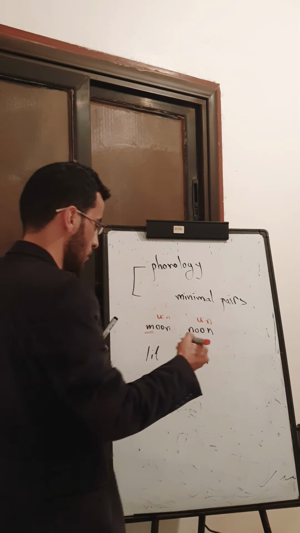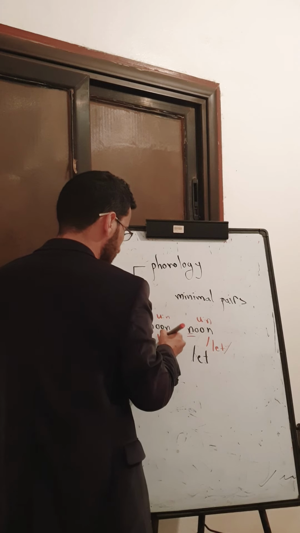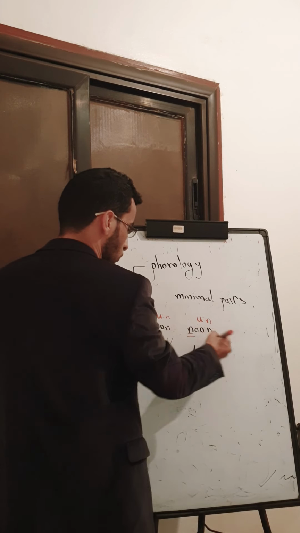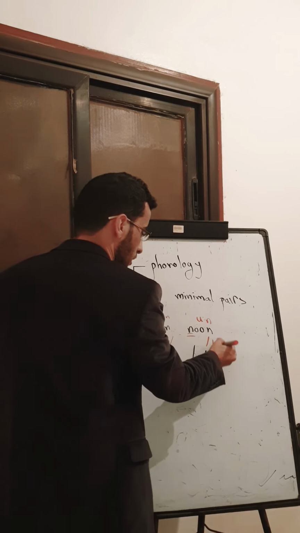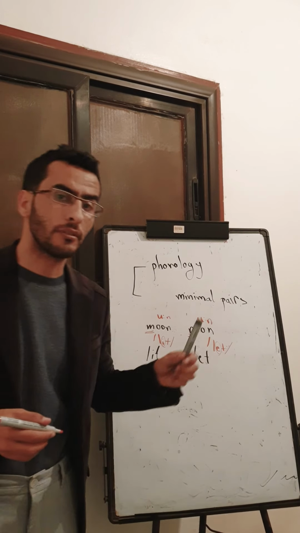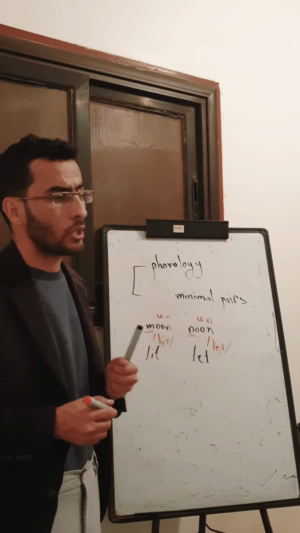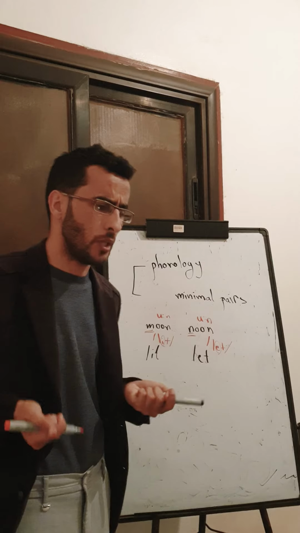How many sounds here? Let and let. 1, 2, 3 and 1, 2, 3. But in the middle, e and e. Let and let. So these are minimal pairs. What's the meaning? What are minimal pairs?